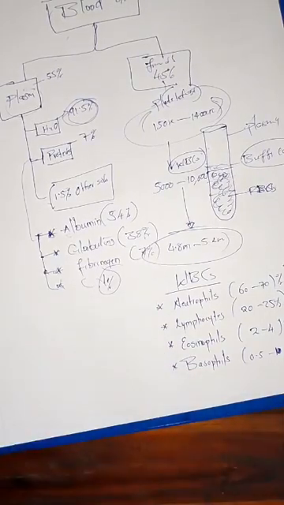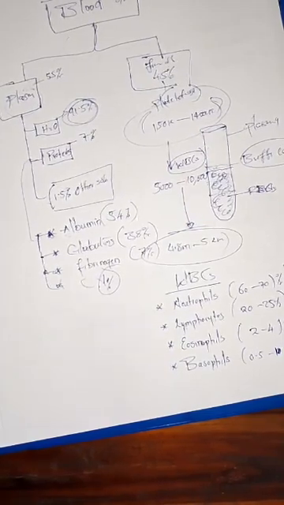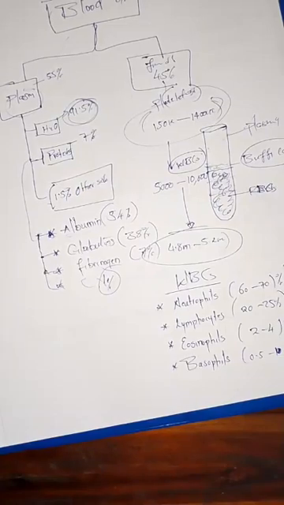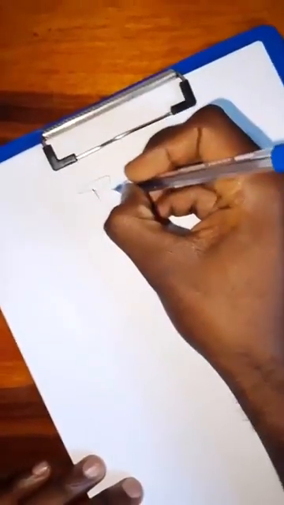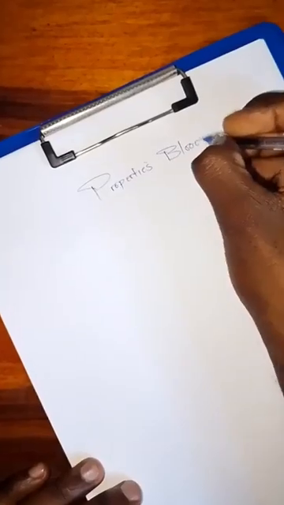Having had this overview of the composition of blood, we would also like to look at the properties of blood. What are some of the properties of blood that enable it to carry out some of the functions we mentioned, like the transportation functions, and also help to maintain the pH and so on? So let's look at these properties of blood.